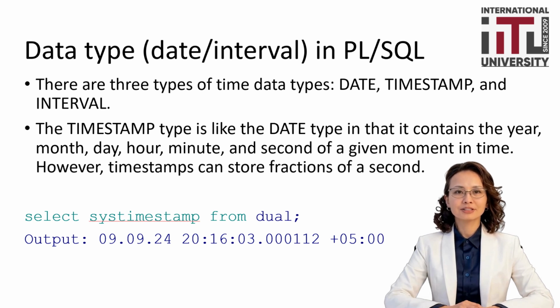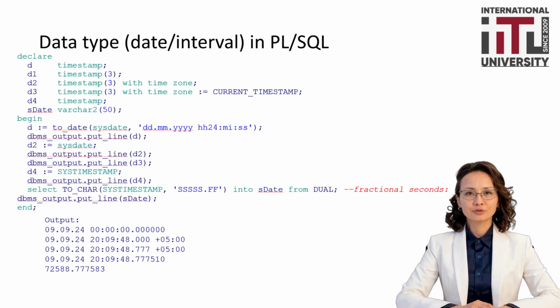The timestamp type extends the date type by including fractions of a second, providing more precision. For example, executing select systimestamp from dual returns a detailed timestamp with fractional seconds and time zone information. In PL/SQL, timestamps can be declared with or without time zones. Use current timestamp for current time with time zone. Convert sysdate to timestamp using TO_DATE. Retrieve fractional seconds with TO_CHAR(systimestamp, 'FF').